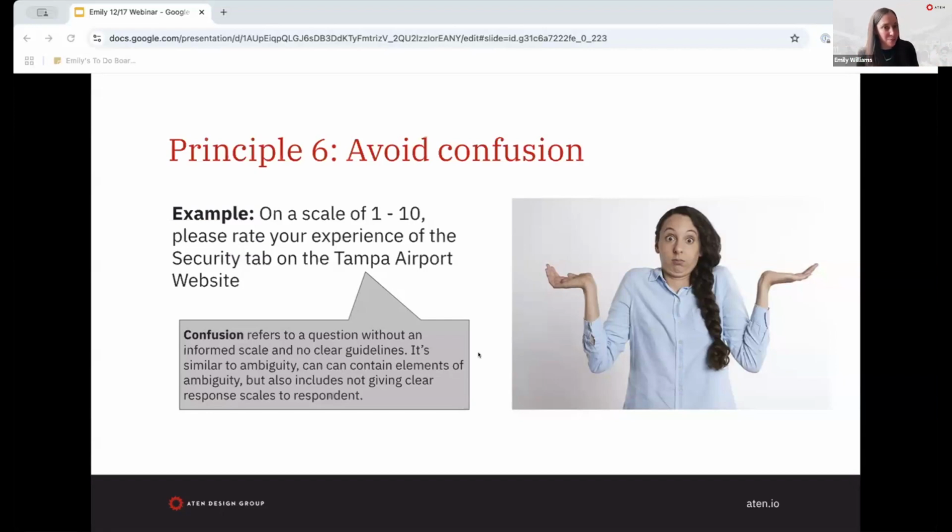It's not valid, right? So we want to think about, when we write questions for surveys, imagine, I'm not in the room with this person. I'm not here to make sure that they're understanding what I'm asking. I want to be so clear and so precise.